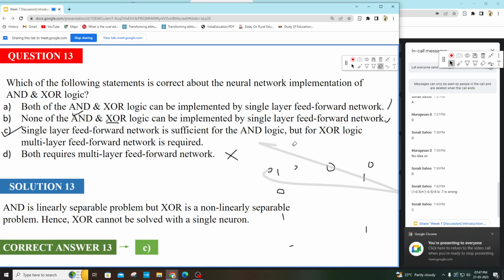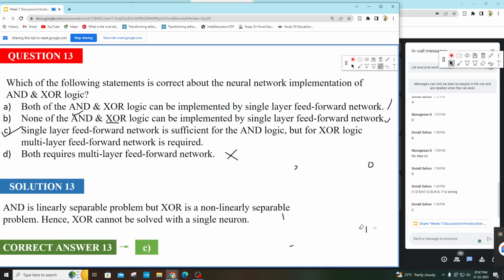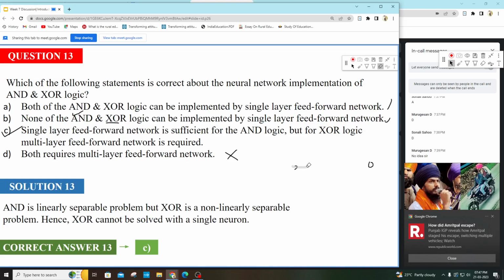Sir, all the basic gates can be solved using a single layer feed forward network, right? Yes. AND, OR and NOT can be solved by your single layer feed forward network. But if you are going with XOR and NAND, then you have to use combinational gates. In combinational gates, you have to use a multilayer feed forward network.